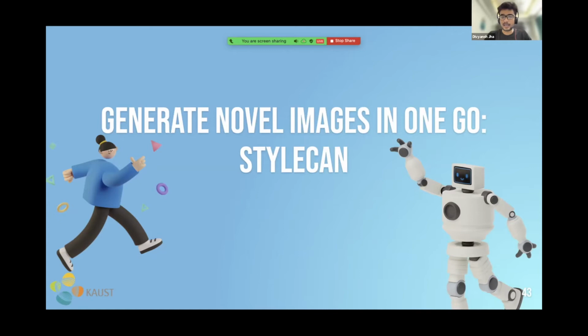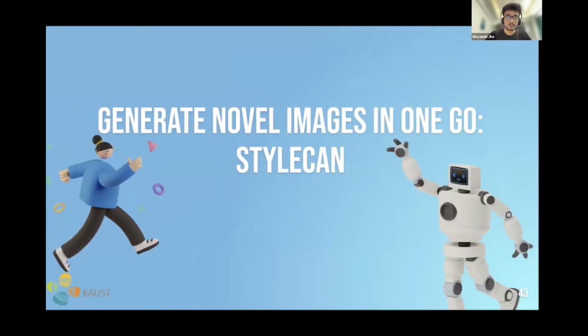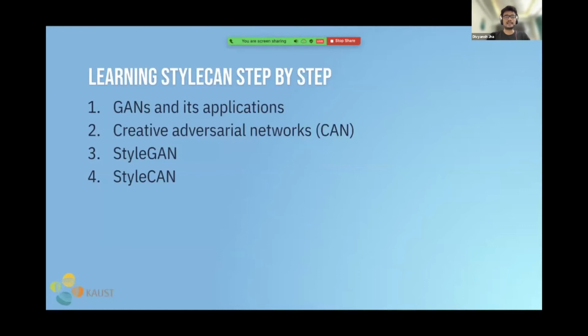So we will talk about it. You must be familiar with CAN through the presentation of Professor Mohammed. As he talked about this in the presentation, we will also go over it briefly. So we will learn StyleCan step by step. First, we will learn GANs and its applications. Then we will again go briefly over creative adversarial networks for those who have joined a little bit later. Then we will talk about what StyleGAN is, and then finally we will learn what is a StyleCan, and again a demo which you can try live at your own in your own laptop.